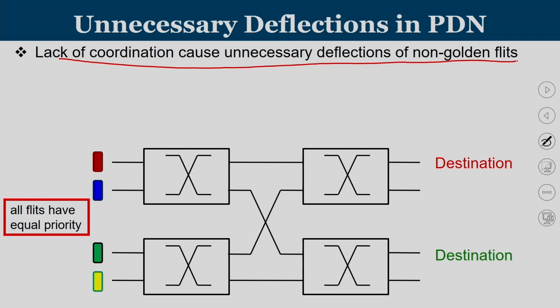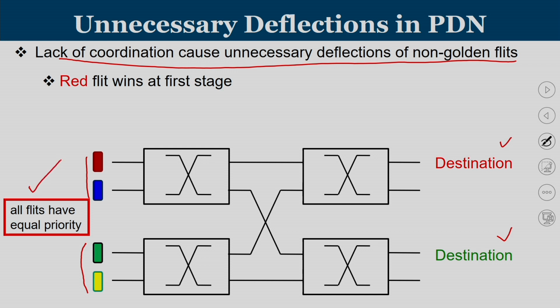So, consider this case. Let us say you have 4 flits, out of which this green color is the destination for these two flits, and these two flits are looking for the top destination. Now, let us say the red flit is going to win at the arbiters because they are all non-golden flits, that means they are of equal priority, that is what is being mentioned here.